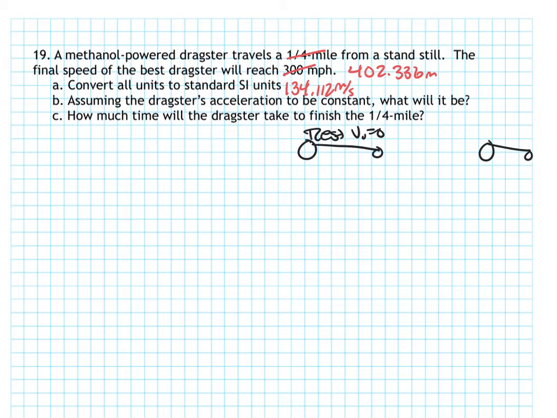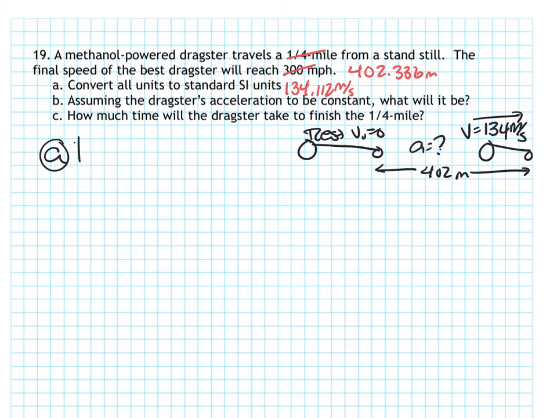It's going to travel this huge distance here, this quarter mile, 402 meters with all the decimals. And it's going to reach a top speed at the end of 134 meters per second. Now, of course, I've got more decimals than this on my numbers. And I want to find the acceleration to begin with.